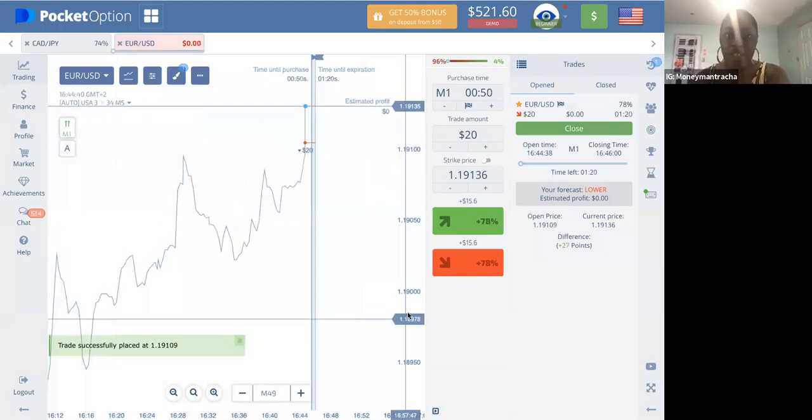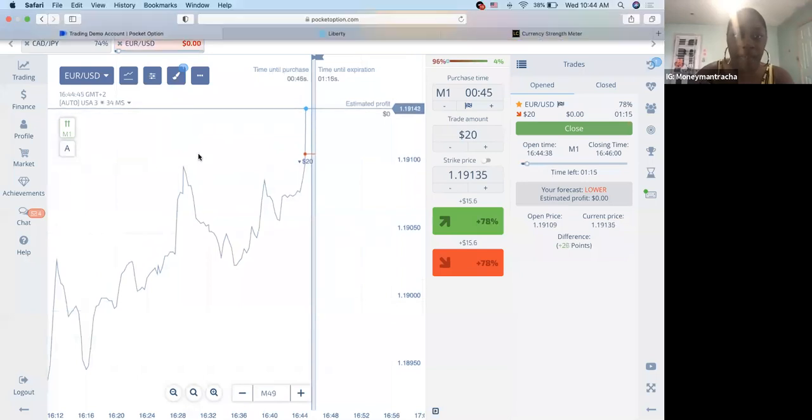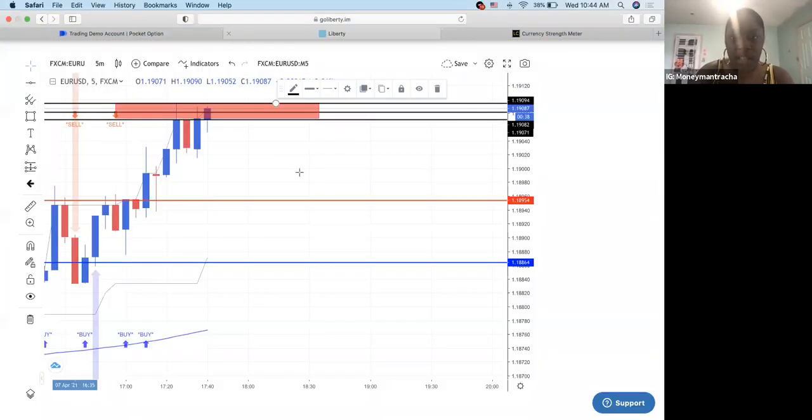All right, so we got in. Sheesh, look at that spike. That is so freaking deep. But let's go back and look at our candle and see what's happening. Wow, wow, wow.